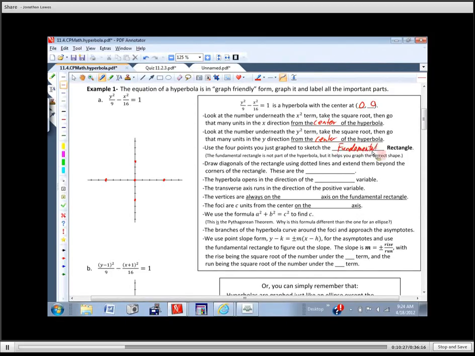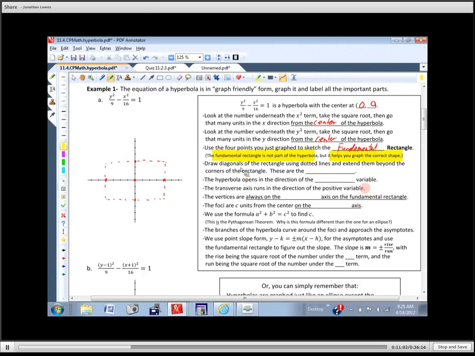So when we were doing ellipses and I said I like to draw a little box around it, I didn't use that vocabulary, but that's what it is. This is a fundamental rectangle. Okay, so there's our fundamental rectangle. This part is important. The fundamental rectangle is not part of the hyperbola, but it does help us graph the correct shape. The only reason it was there for an ellipse is to help us keep inside the lines. The only reason that's there on a hyperbola is to help us make the right shape.